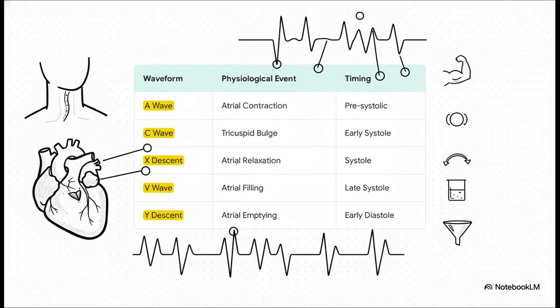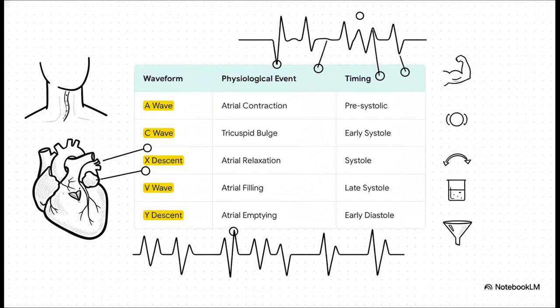First step is the A wave. That's the little push from the right atrium contracting just before systole. Then you get the C wave, which can be hard to see, and it's caused by the tricuspid valve bulging back into the atrium as the ventricle starts to squeeze. After that, the X descent shows the atrium relaxing. The V wave follows as the atrium passively fills up with blood while the tricuspid valve is closed. And finally, the Y descent is that drop in pressure when the tricuspid valve swings open and the atrium empties into the ventricle.